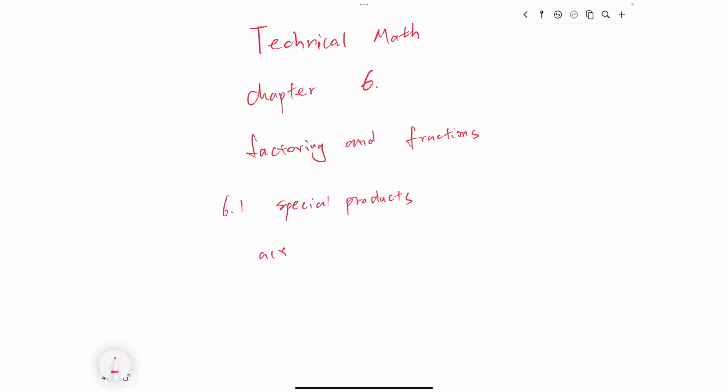It's like a(x + y). We can factor this like ax plus ay. Number 2: (x + y)(x - y) equals x squared minus y squared. We call this difference of two squares.